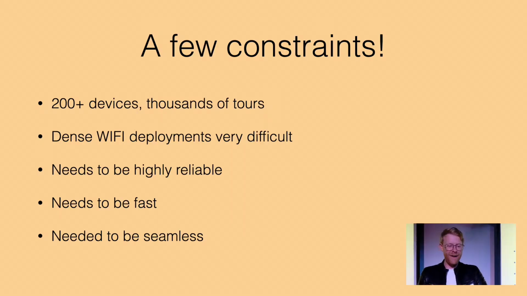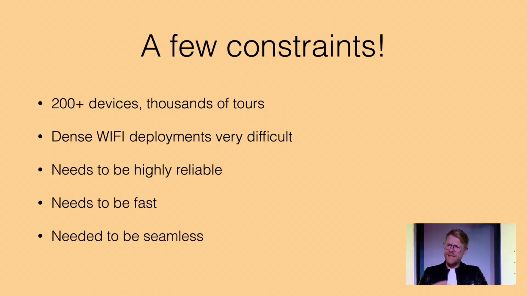We all know how hard it can be to get just a few mobile devices working reliably on your home Wi-Fi. So we're really worried about the difficulty of having all of these devices on the Wi-Fi. Whatever solution we came up with for communication needed to be highly reliable. It needed to be fast, and it needed to be seamless.